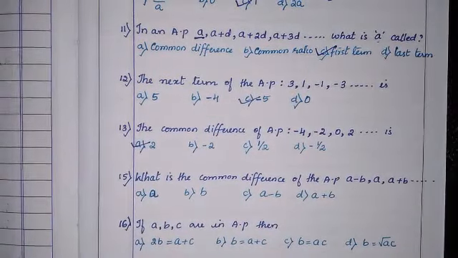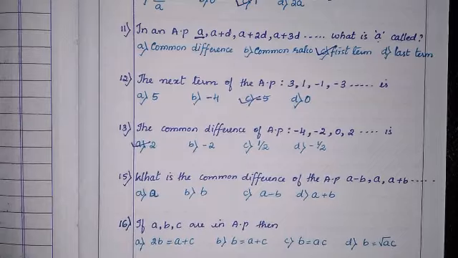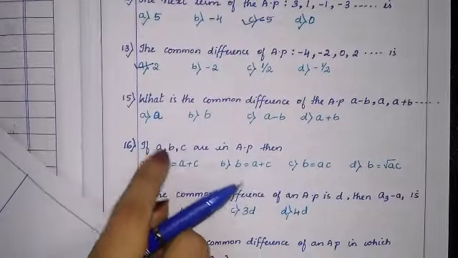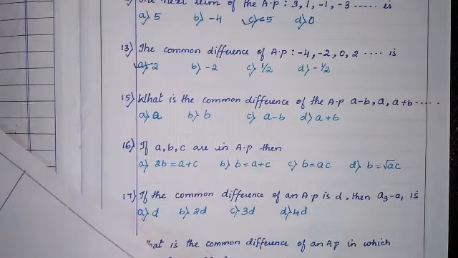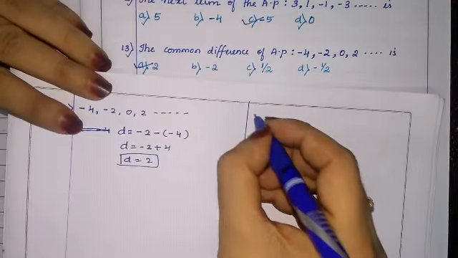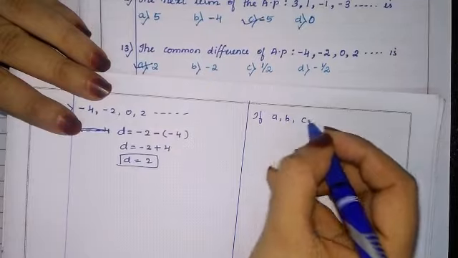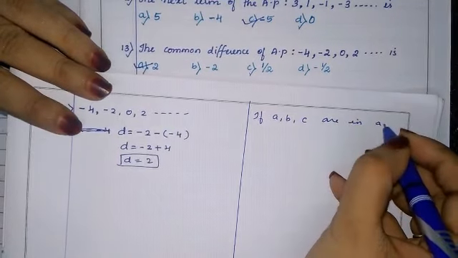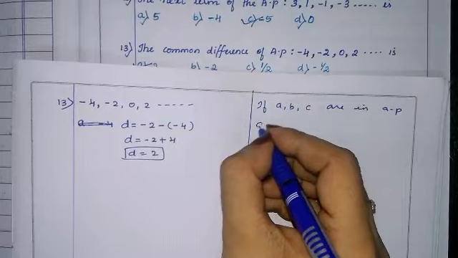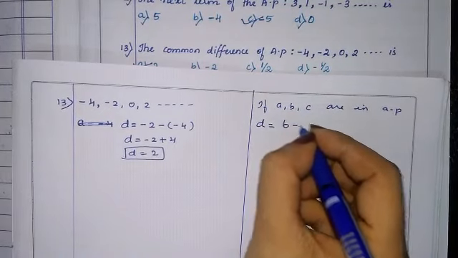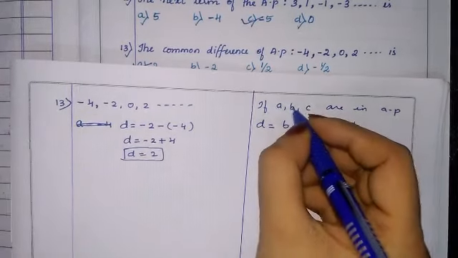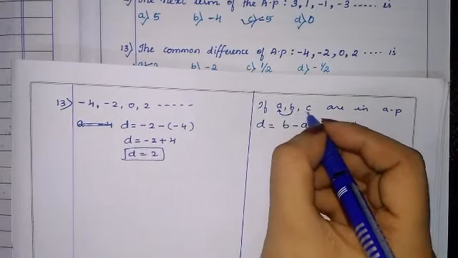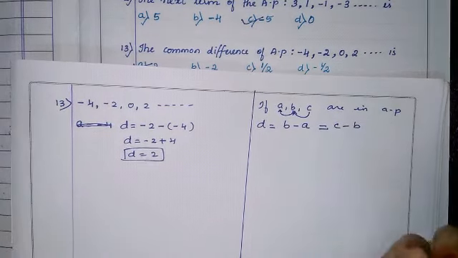Okay, so let us see the next question. If A, B and C are in AP, then which is the correct one here? Out of this, which is correct? So I'll write, if A, B, C are in AP, let us see the common difference. D is equal to B minus A, which is also equal to C minus B. Second term minus first term, third term minus second term.